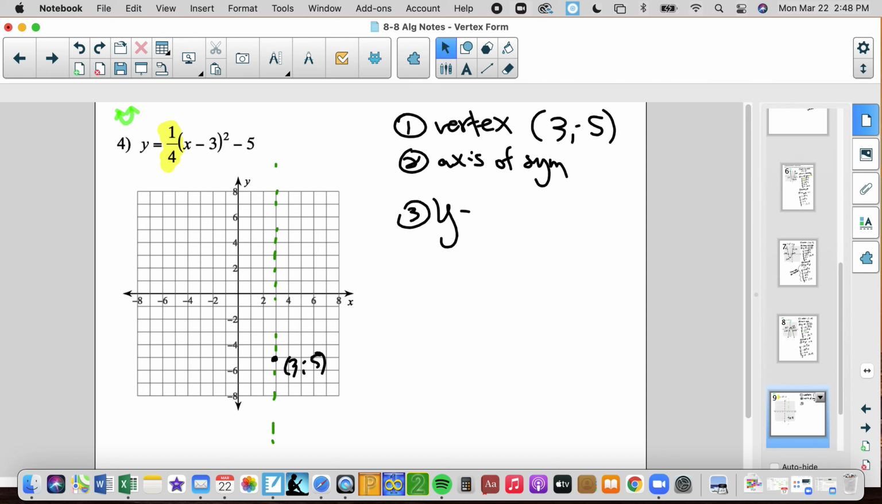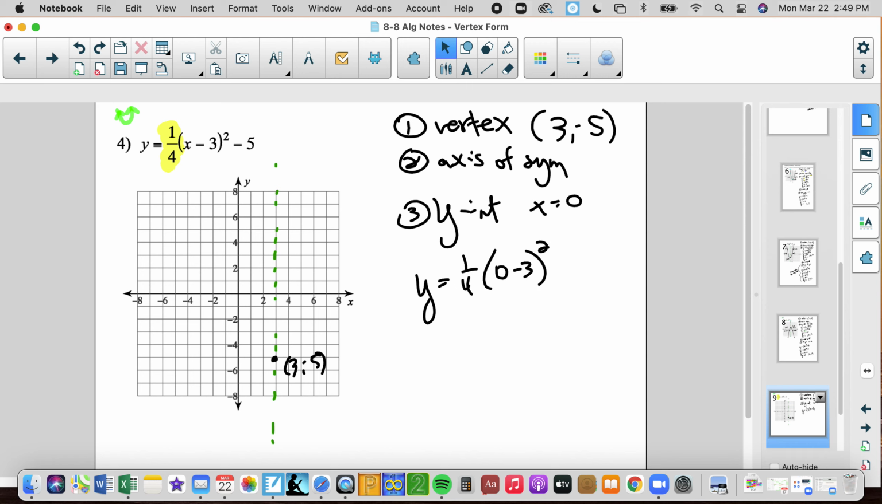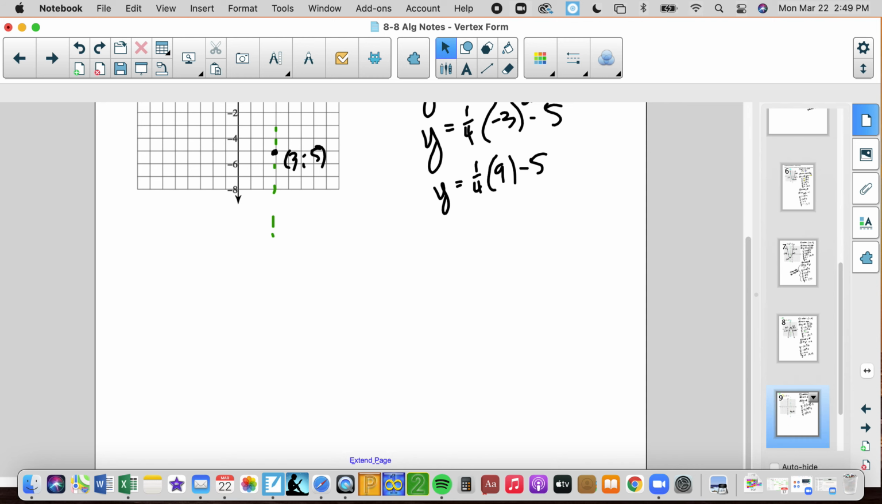I'm going to find my y-intercept by plugging in 0 for x. I get y equals 1/4 times (0 minus 3) squared minus 5. Ooh, that's going to be ugly. Y equals 1/4 times negative 3 squared minus 5. Negative 3 squared is 9. This is why we need to know our fractions. 1/4 times 9 is 9 over 4, minus 5. All right, now we have fractions and a whole number, so I need to convert 5 to fourths. How many fourths is equivalent to 5? 20. 9 minus 20 gives us negative 11 fourths.